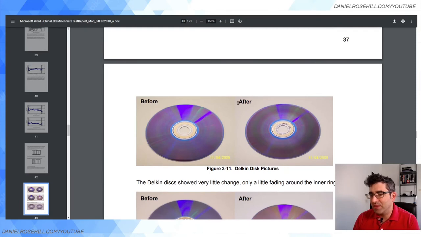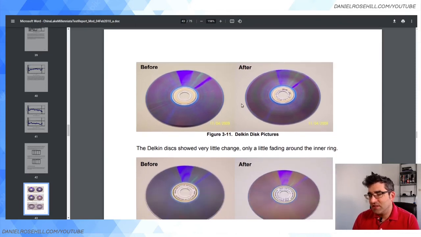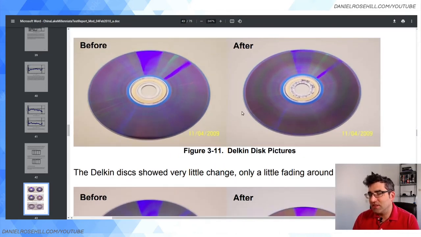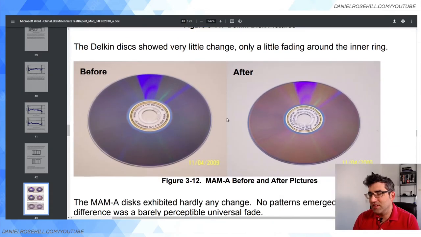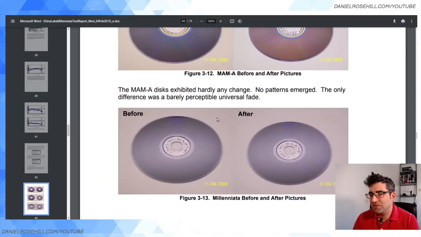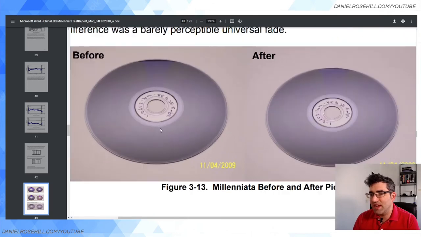M-Discs. Okay. Interesting. So look, you can even actually see the Delkin disc. They actually have before and after photos. The Millenniata before and after photos. These guys are clever. They're very clever.